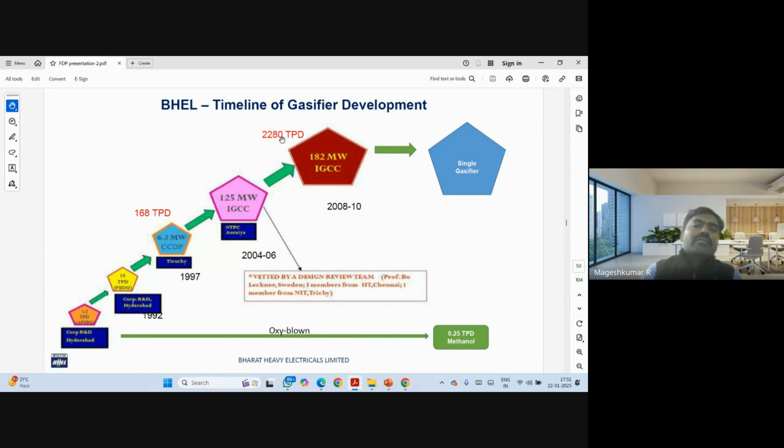Today we are able to do 2280 TPD in a single line gasifier, like a single gasifier we can use to produce that much. Even oxy-blown conversion in the Hyderabad unit, they developed a gasification technology to produce 0.5 tons per day of methanol.